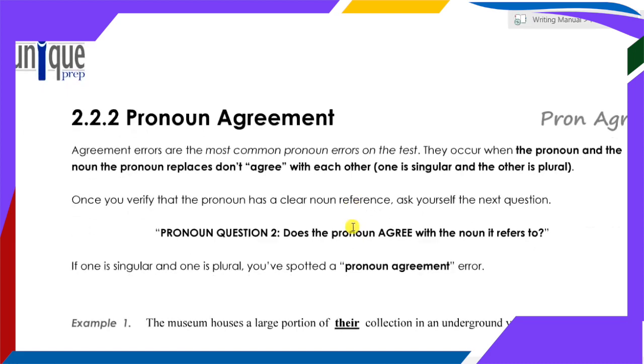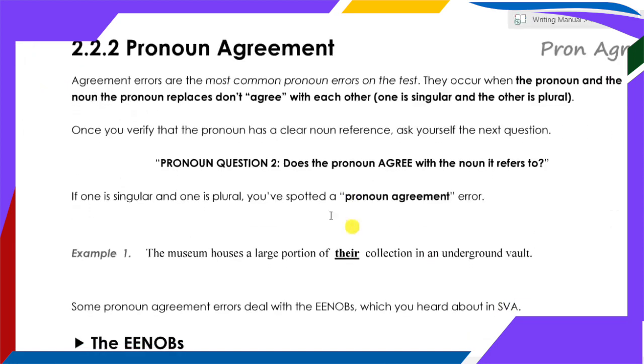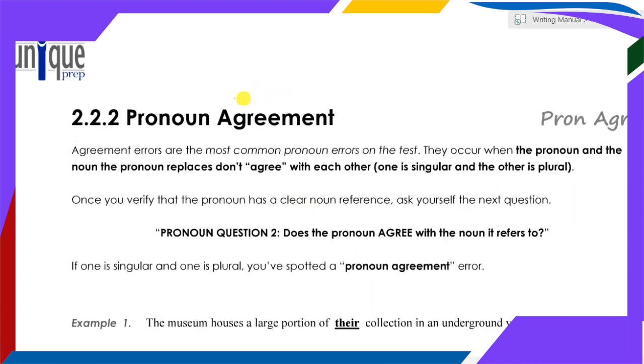Our second pronoun issue that might arise is pronoun agreement. If you have done subject-verb agreement, you may remember that subject-verb agreement dealt with agreement in number. In other words, singular versus plural. Pronoun agreement is no exception. Pronoun agreement does deal with making sure that your pronouns and the nouns that they replace agree in number. In other words, if the pronoun is singular, the noun has to be singular. If the noun is plural, the pronoun has to be plural. They have to match each other in number.